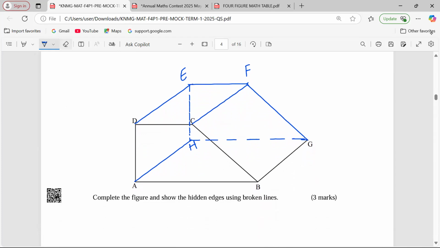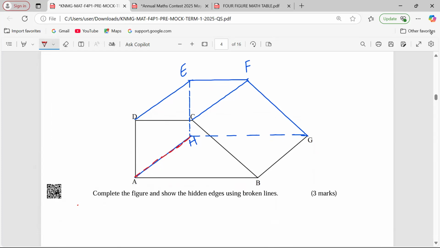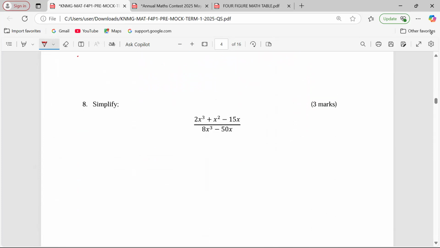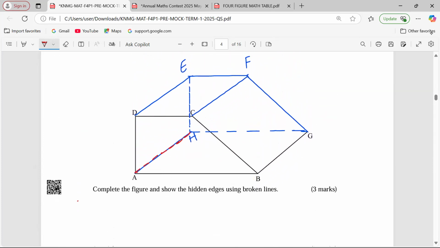And also AH should be broken because it's a three-dimensional diagram, so it's a broken line also. So that's how we get the diagram. Very decent. So ensure to have a similar diagram whenever you're given such a question.